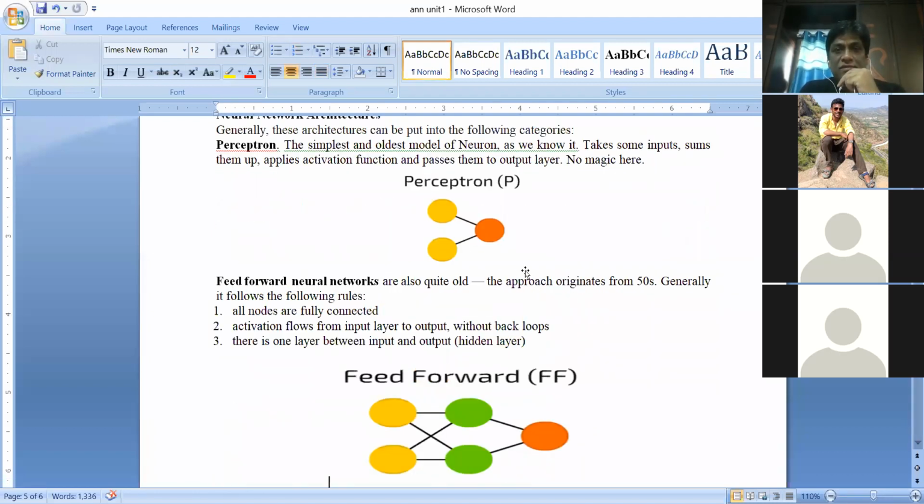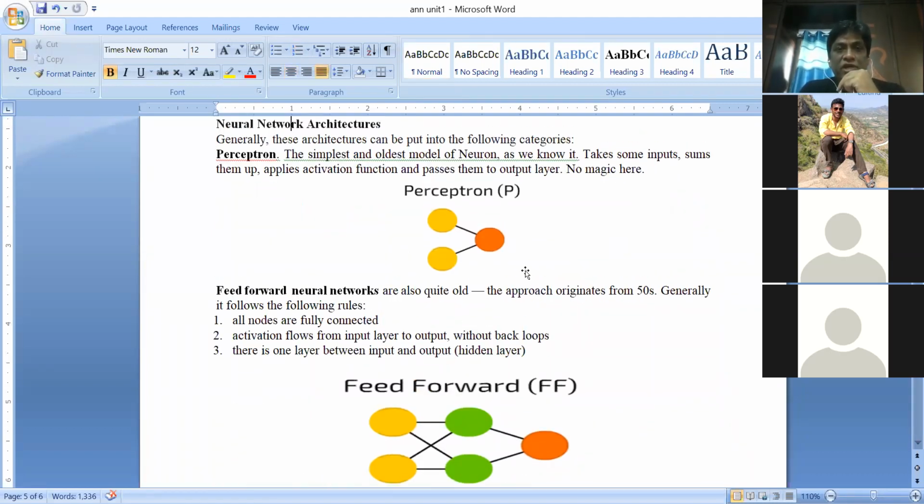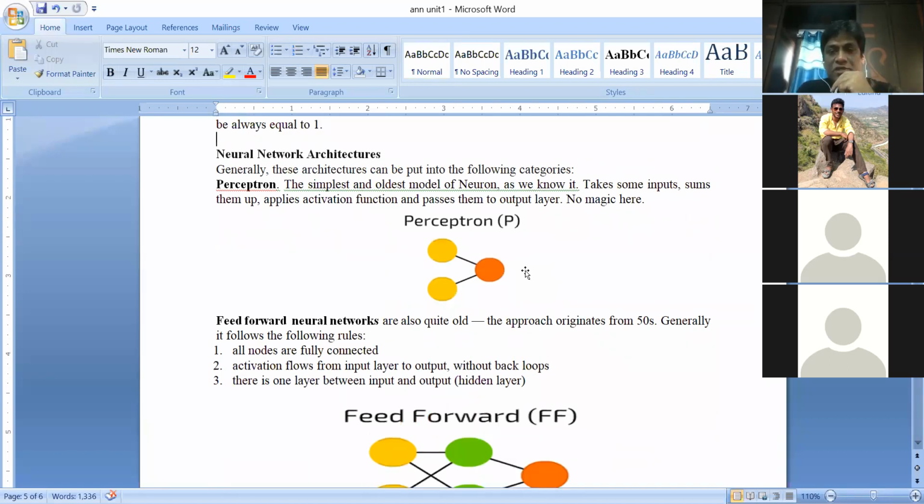So that's it. These are the activation functions. An important question for your examination point of view. Then coming to the architectures, neural network architectures.